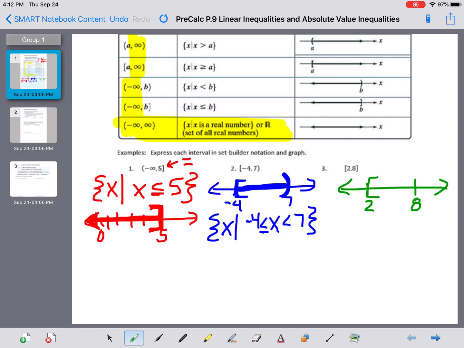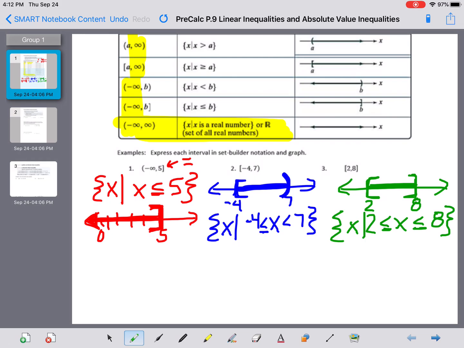I have a bracket on the 2 as my left bound, and a bracket on the 8 as my right bound, and I'm everywhere in between there. So that looks like, in set builder notation, x is going to be every x between 2 and 8, but we're also going to do the equal to since I have the brackets, and I'll close my set.